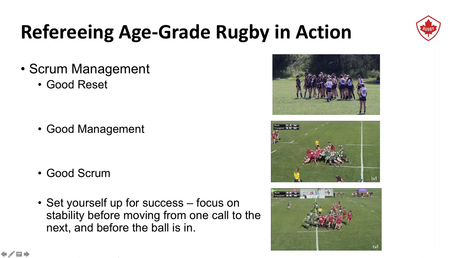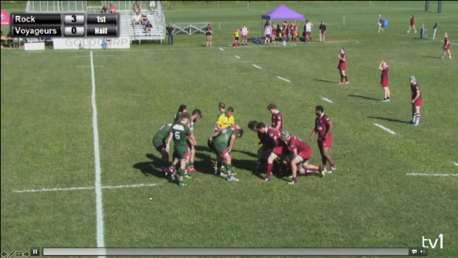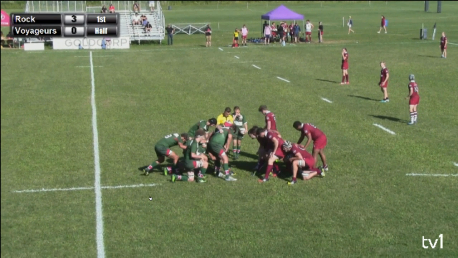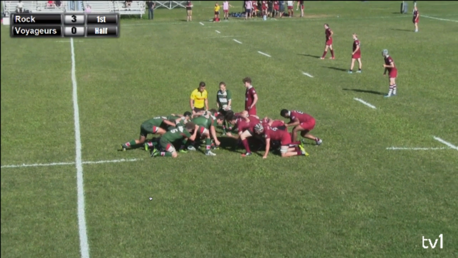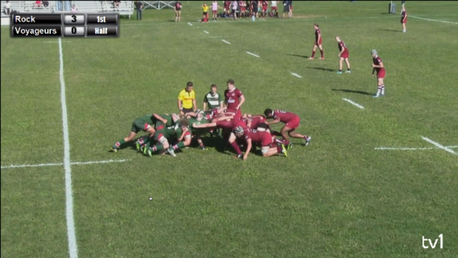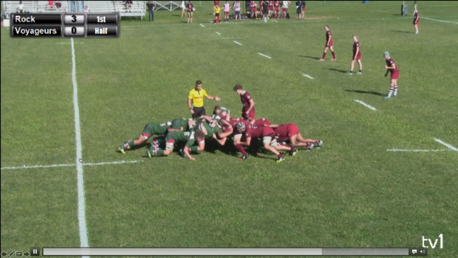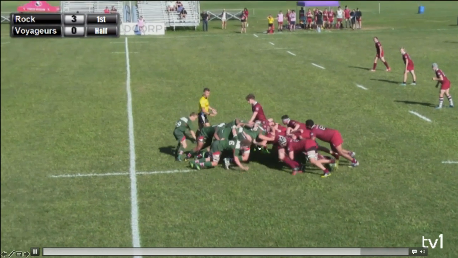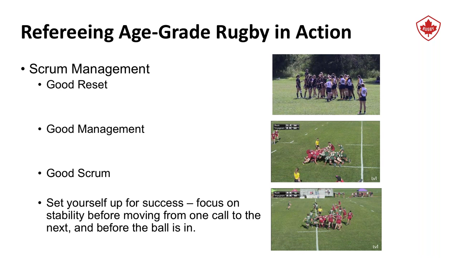So when we compare that to our good scrum here, I think what we'll see is that we had some pretty good stability all the way through between calls and then before that ball comes in. The second piece, and I didn't write it down and I probably should have, I apologize, is looking at good square body position. So making sure that the feet of the front row players especially are all underneath them, they're in a good position to be able to push, and that they keep their shoulders square as they go through that pushing sequence. So when we see all those pictures coming together, I think we end up with a really good scrum.